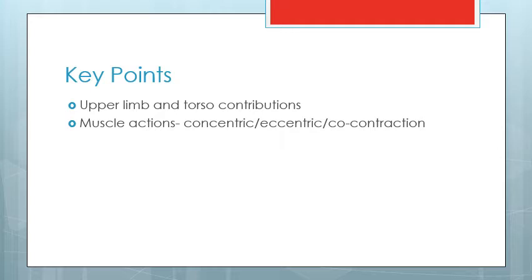So again, just key points. Again, upper limb and torso contributions. Okay, again, think about that. And again, you might want to just take a pause and go back and just sort of review a little bit some of the muscular actions, again, keeping in mind any concentric, eccentric, and co-contraction points.